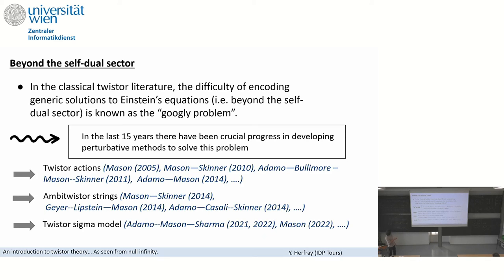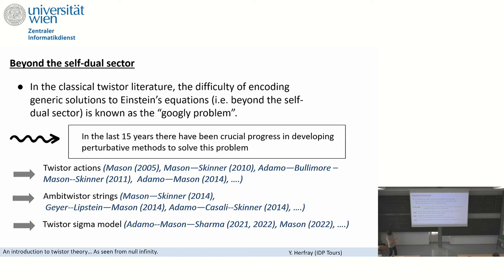The first idea was twistor actions. You take the self-dual sector and you perturb away from the self-dual sector by using twistor actions. There's a whole variety of them. Another idea was ambitwistor strings. You're trying to go beyond the self-dual sector by using a string theory, which is computing perturbatively scattering amplitudes. And there is a whole magic to it.